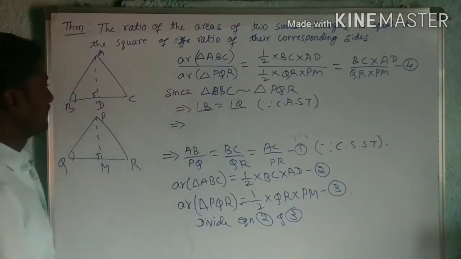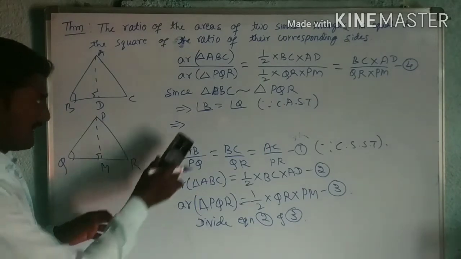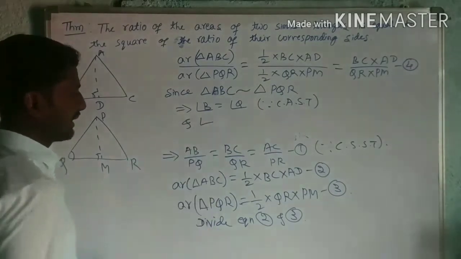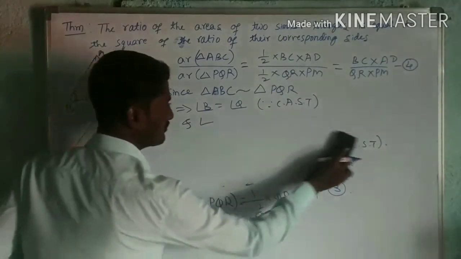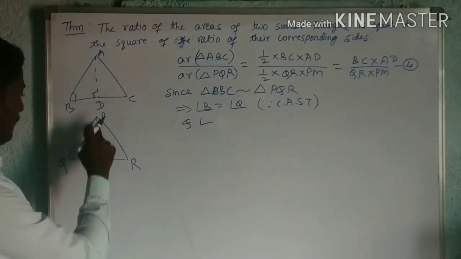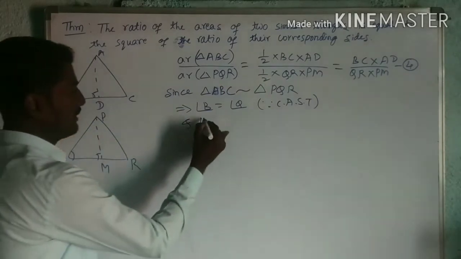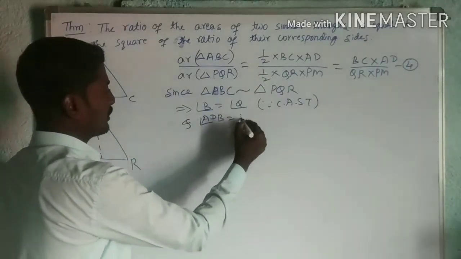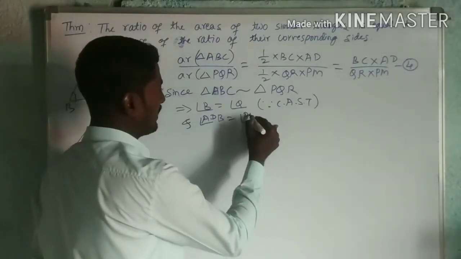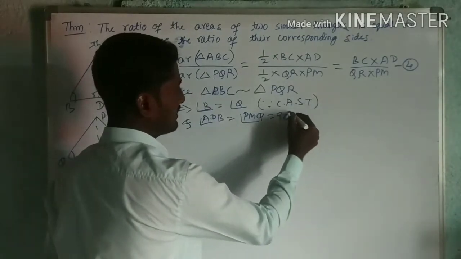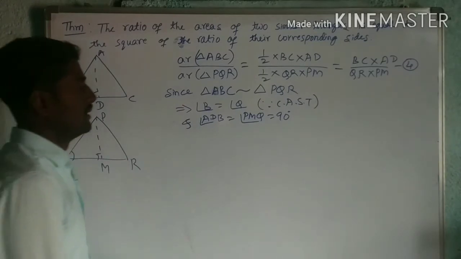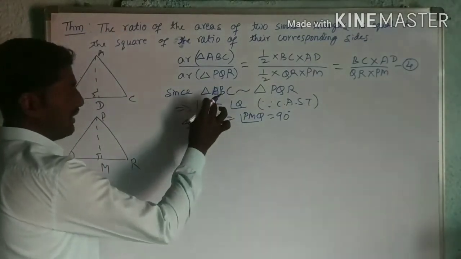This implies, and one more condition I have to write. Angle ADB is equal to angle PMQ is equal to 90 degrees. It is given only, because we constructed altitudes AD and PM. So now I got two conditions.